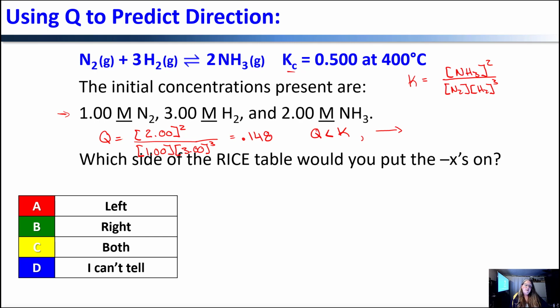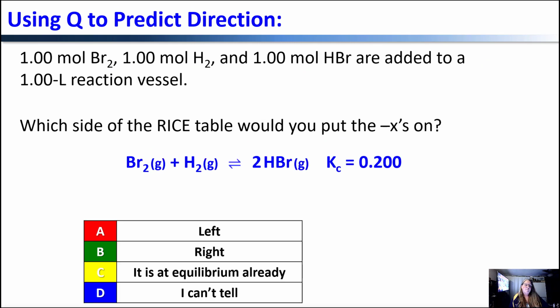Hopefully you came up with the left, right? Because the equation is progressing to the right. So if it's progressing to the right, then the quantity of my reactants is decreasing. Hopefully that makes sense. If I'm going to continue going to the right, I have to continue using the stuff that's on the left. So my minus X is going to go on the left.